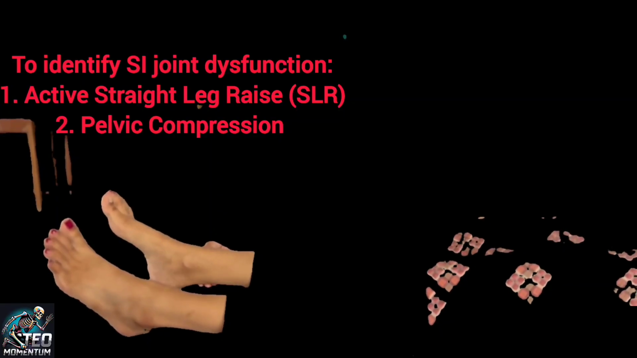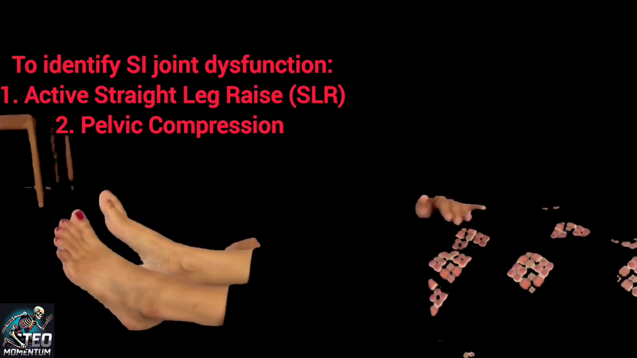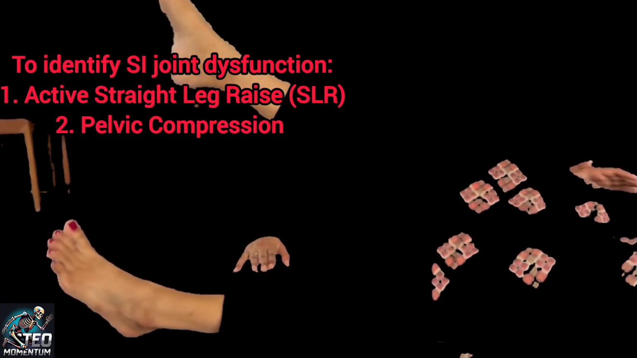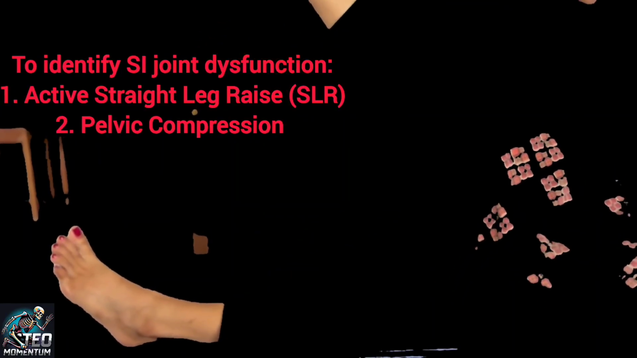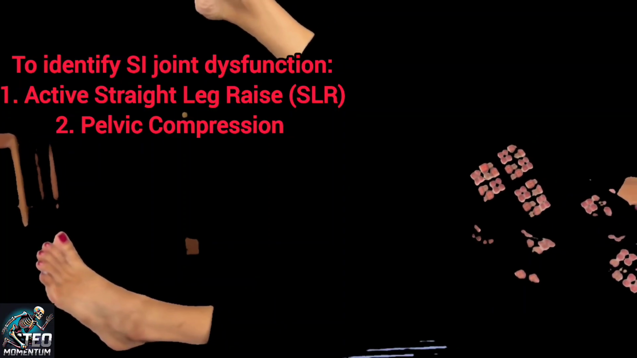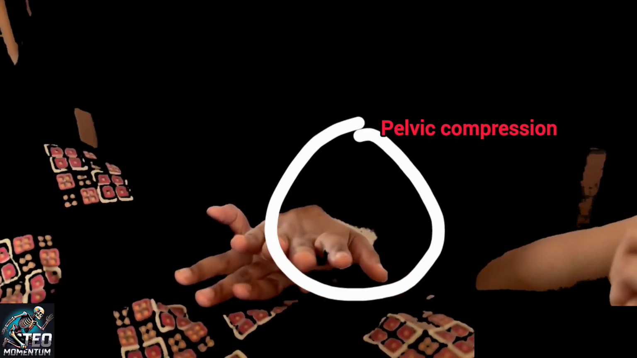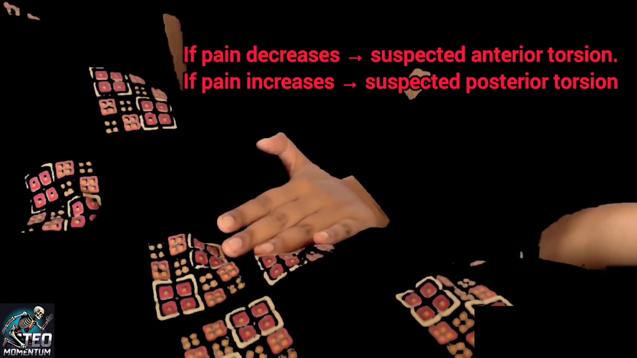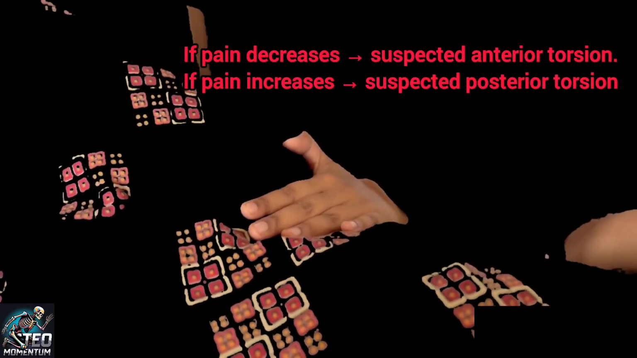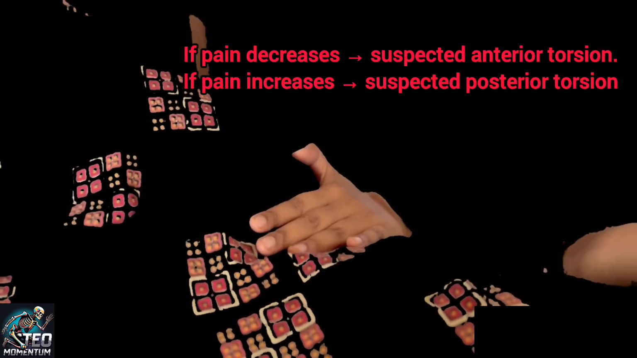Next, to identify SI joint dysfunction, the test is performed using an active SLR in combination with pelvic compression. Instruct the patient to actively perform the SLR, and while the patient is raising the leg, apply pelvic compression on the same side as the raised leg. If the patient finds it easier or complains of decreased pain, it's suspected anterior torsion, and if pain increases, posterior torsion of the SI joint is suspected.